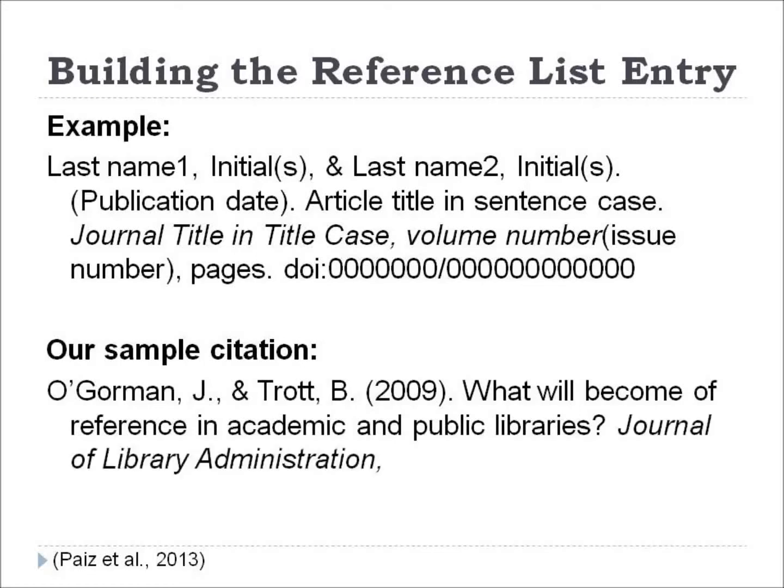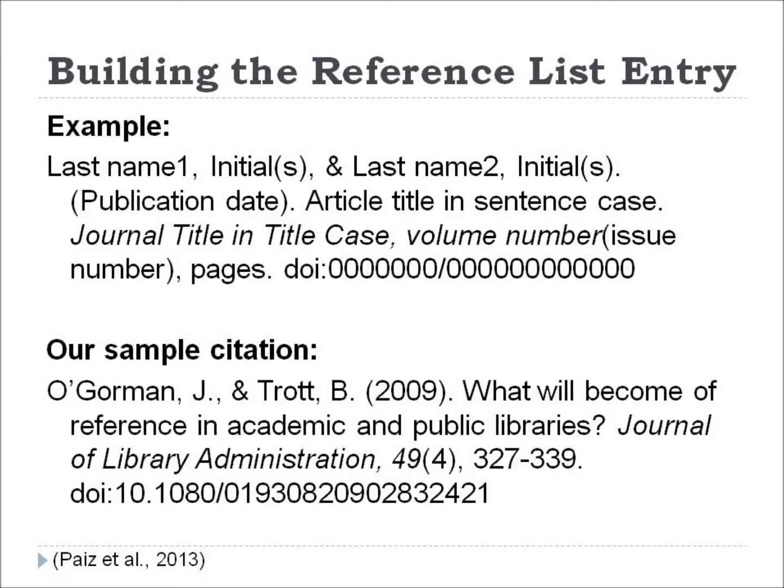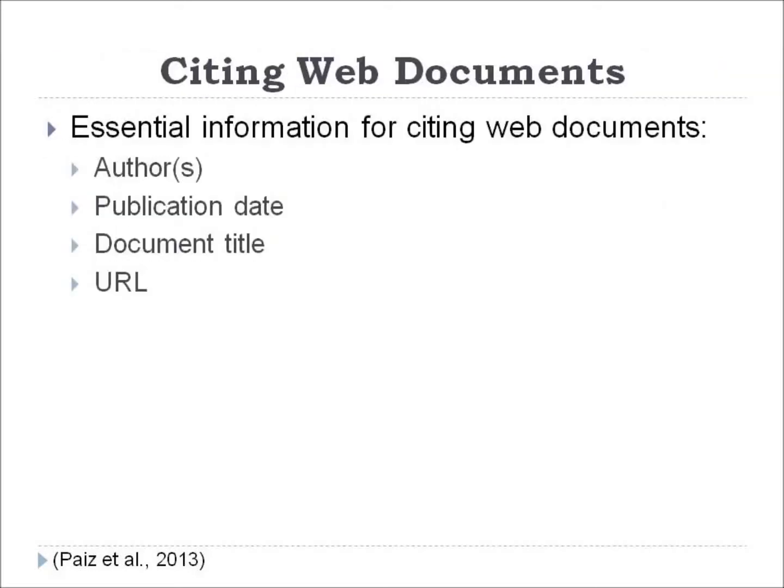Next is the journal title, which is italicized and in title case. After that come the volume number, issue number, and page numbers. Note the formatting here. Last of all, we have the DOI. Now we will learn how to cite web documents. For this, we will need to know the author of the document, publication date, title, and URL.